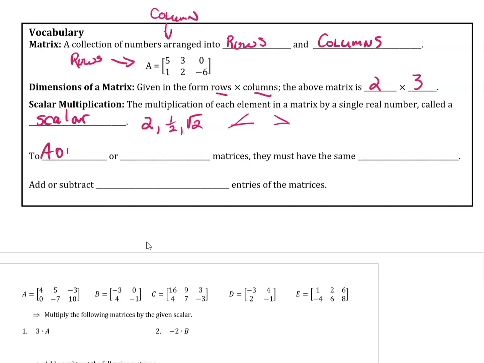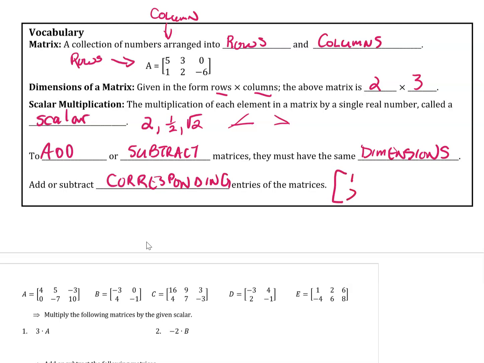To add or subtract matrices, they must have the same dimensions. When they do, you will add or subtract corresponding entries in the matrices. So think about a simple matrix like 1, 2. We're going to add to that another matrix, 3, 4. So when we do that, 1 plus 3 is 4. 2 plus 4 is 6. So corresponding entries are added together.